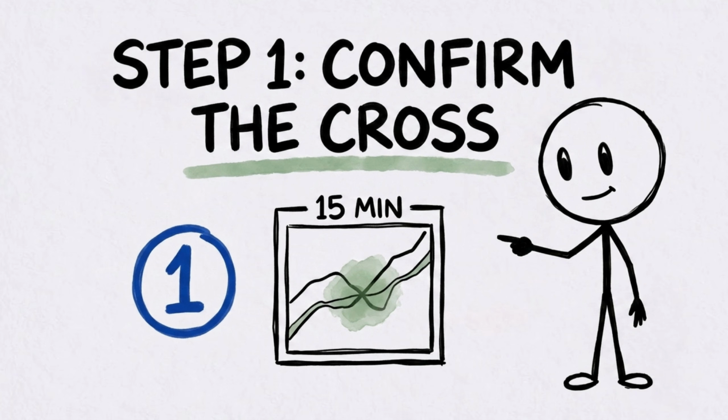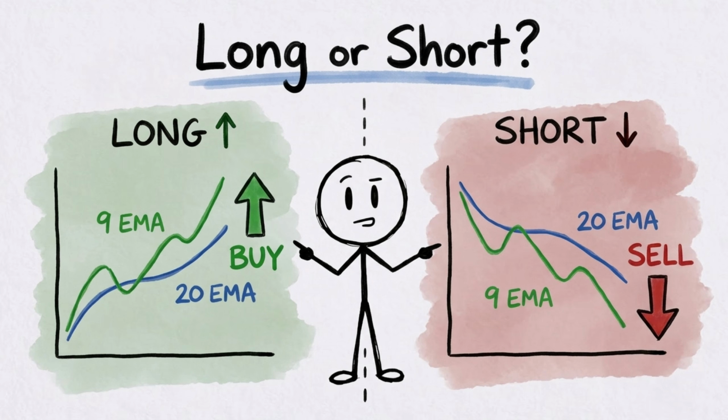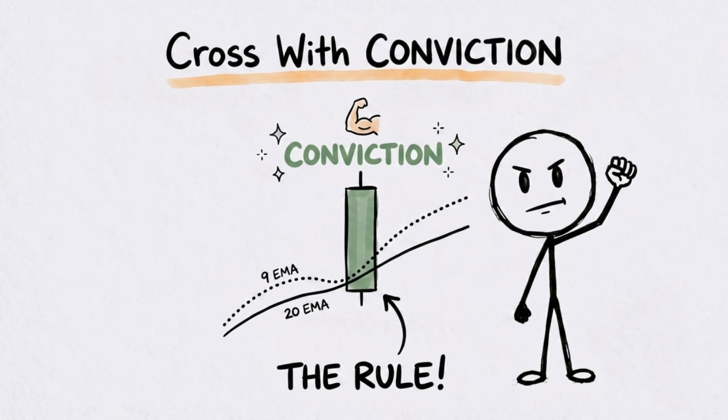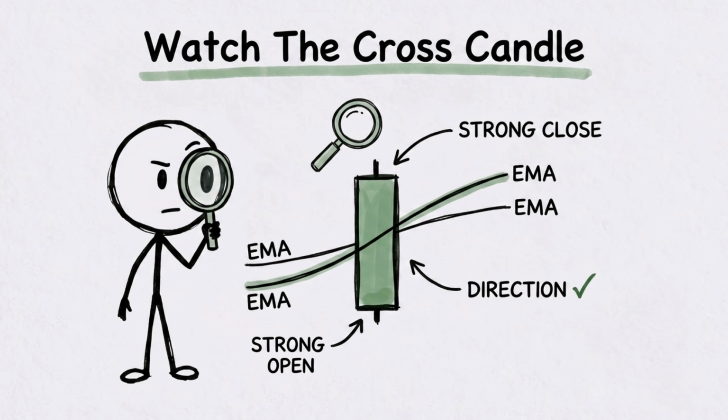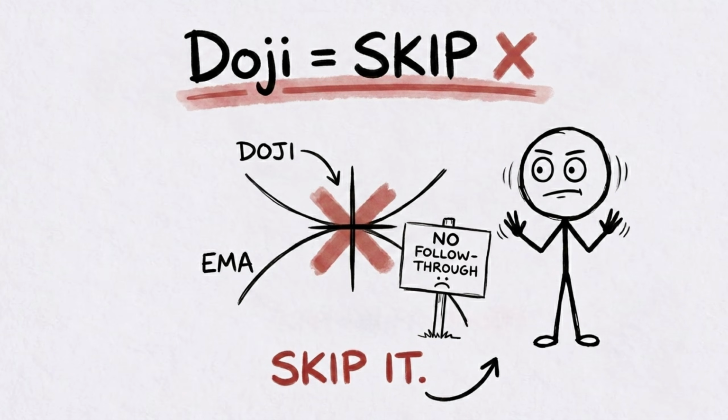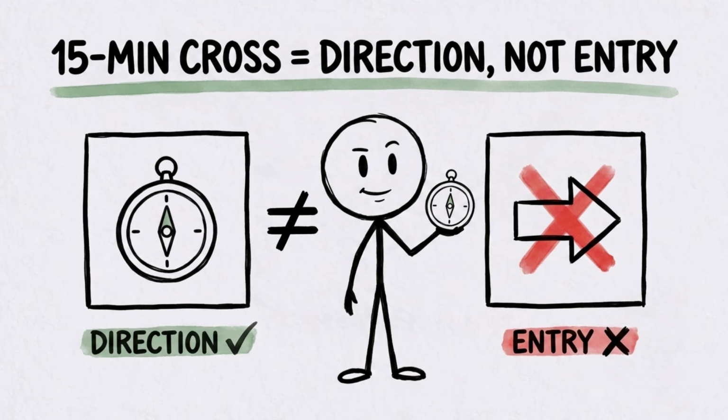Step 1. Confirm the cross on the 15-minute chart. Wait for the 9 EMA to cross above the 20 EMA for long positions, or below for short positions. But here's the rule. The cross must happen with conviction. Look at the candle that creates the cross. Notice if it closes strong in the direction of the cross. If the 9 crosses the 20 but the candle is a doji with no follow-through, skip it. The 15-minute cross is your direction, not your entry.